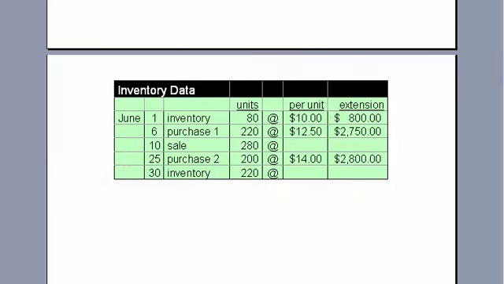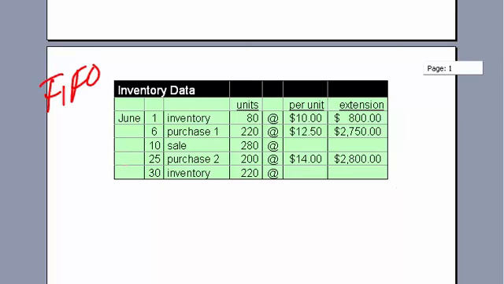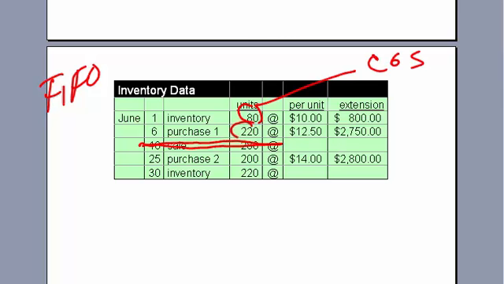When we do the FIFO method, it means first in, first out. Well, we know that we sold, and let me cross out this 280 so it stays out of the way here. We know that we sold 280 units. So first in, first out means those 80 are gone. They go to the cost of goods sold. And this 220 goes to the cost of goods sold.